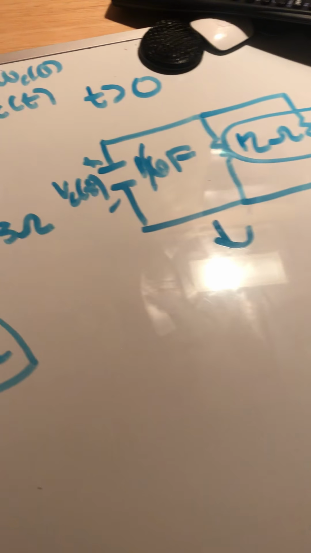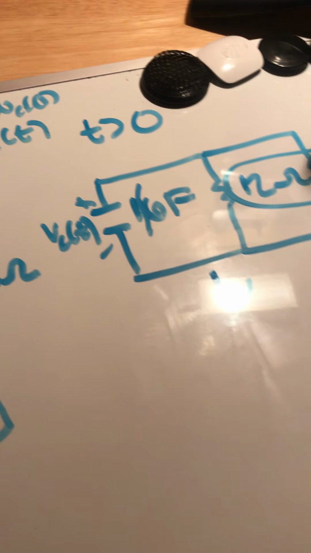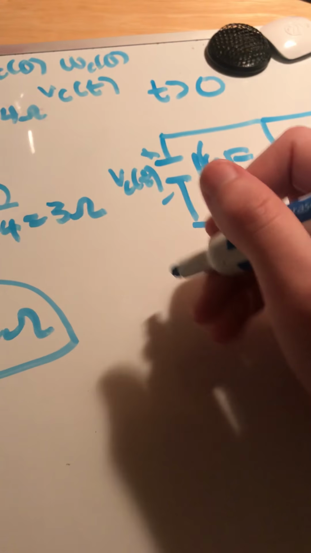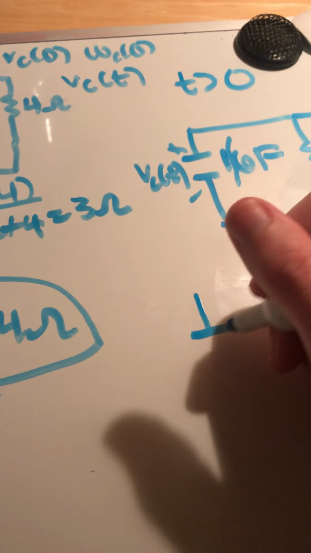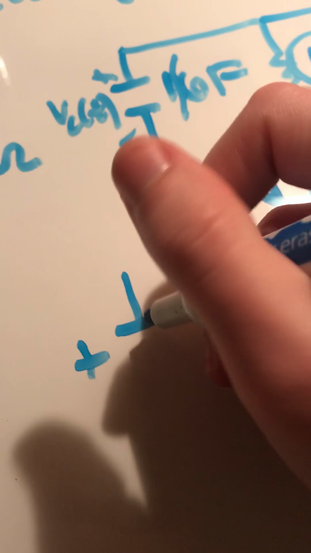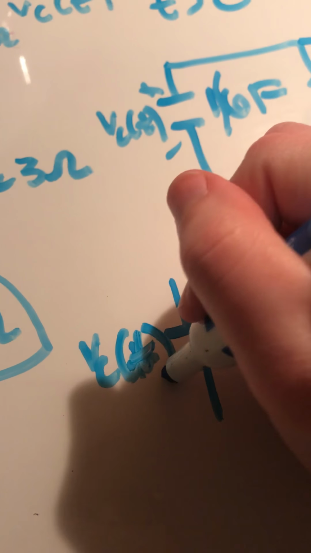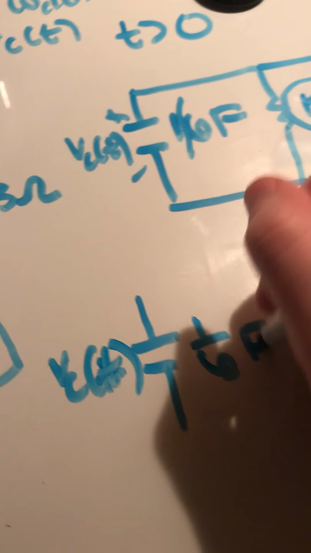So you can simplify that. Hold on, let me move my calculator over there. It's getting in the way. Okay, and then we can do this. We can do VC of t like this.